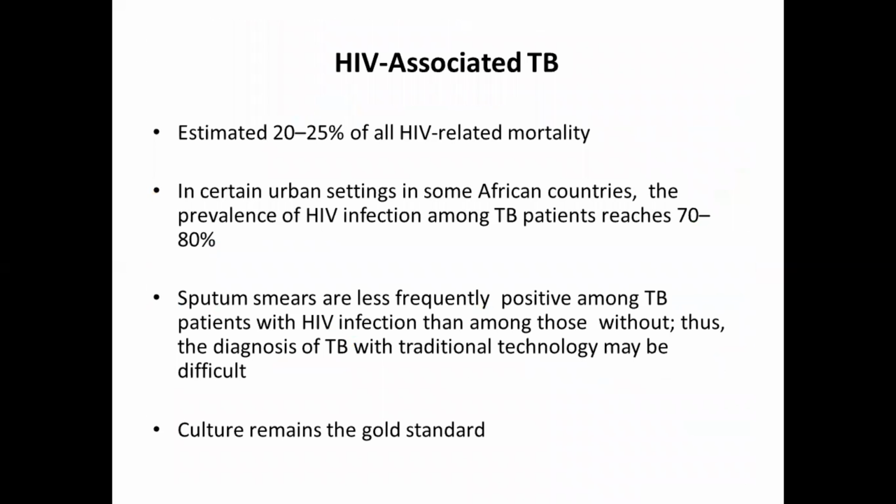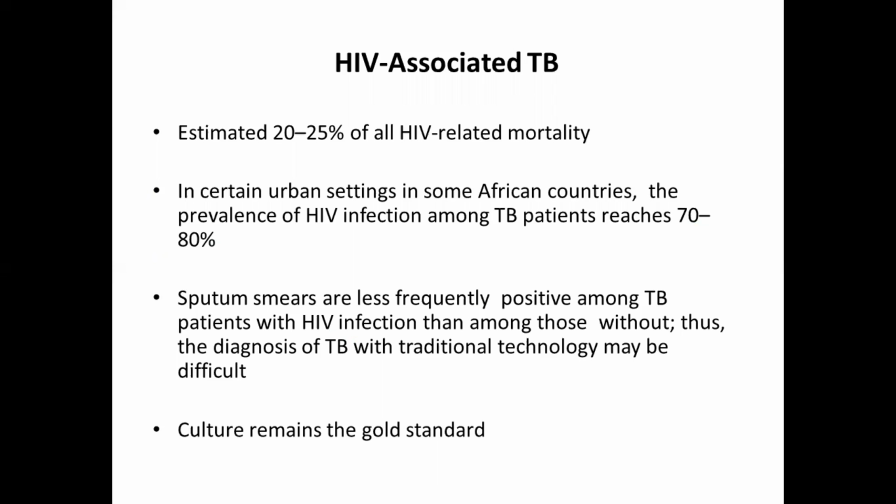Now, moving on to HIV-associated tuberculosis, you should know that tuberculosis is the cause of mortality in 20 to 25% of the patients who have got HIV. And you should know that in some urban settings of some African countries, the prevalence of HIV among tuberculosis patients is almost about 70 to 80%. That is a very high rate.